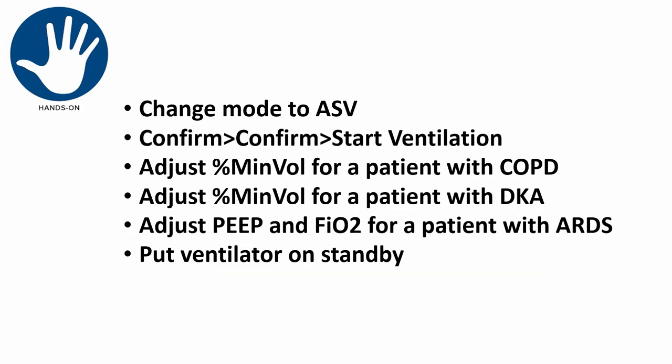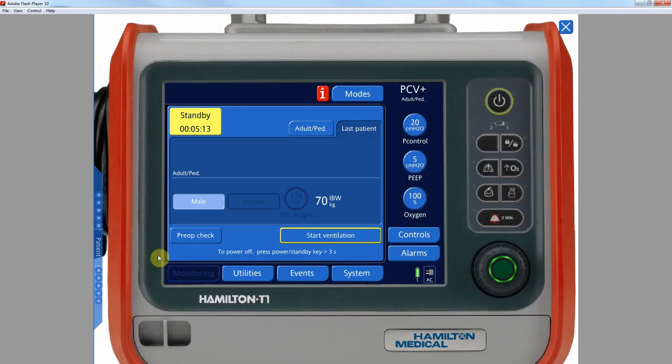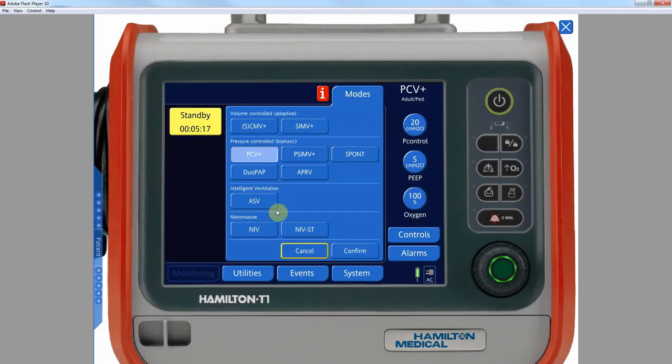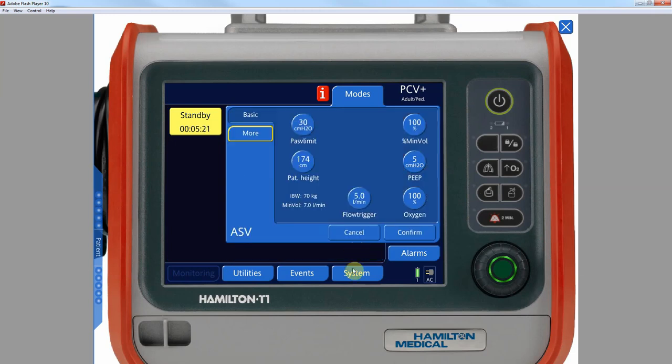Let's see what ASV looks like. So again, it's going to be a preset in here, but since I'm already in the ventilator, we select ASV, confirm. Make sure the patient's height is correct. All we have is our flow trigger, which we've already discussed. That 5 is pretty good for most patients. FiO2 is going to depend. We can use our FiO2 and PEEP chart here.